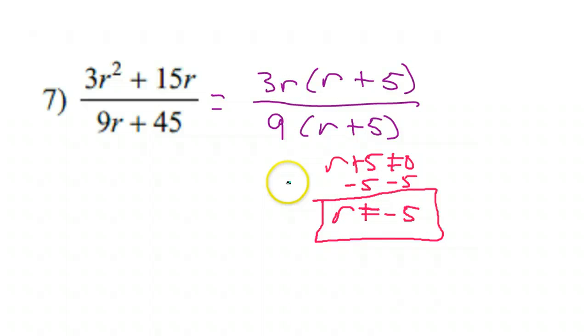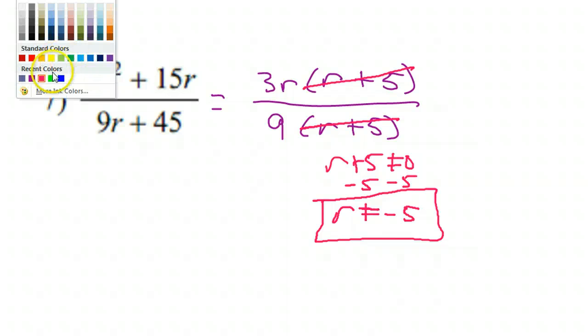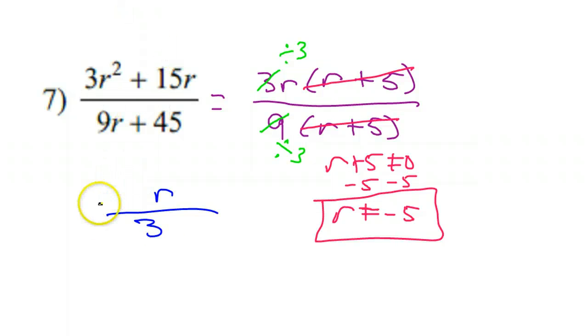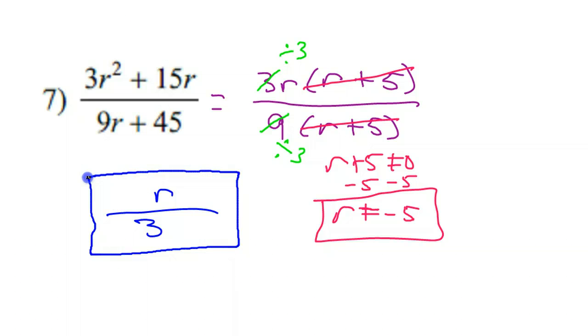Now, as far as the simplified form, just cross out these r plus 5s, and we need to reduce these as well. Both of these are divisible by 3, so you got to do it. 3 divided by 3 is 1, so that's like 1r over, and 9 divided by 3 is 3. So it's like 1r over 3, but do we really need the 1? No. So it's really just r over 3. So there it is, r over 3, r cannot equal negative 5.